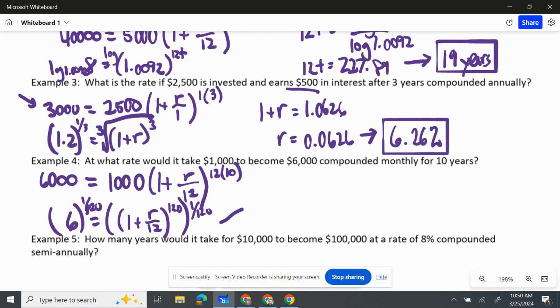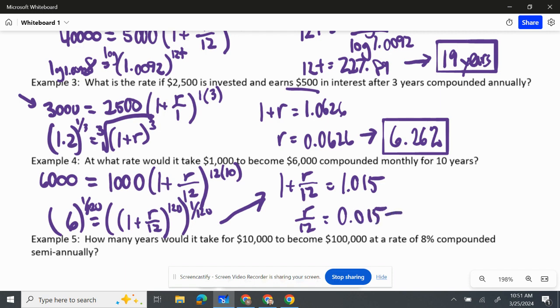And so what that gives you is 1 plus r over 12 is equal to 1.015. I'm going to subtract the 1, and then I'm going to multiply it by 12. Sorry, multiply it by 12. And that right there gives me 0.1805, which of course is 18.05%, or 18.1% would also be fine.